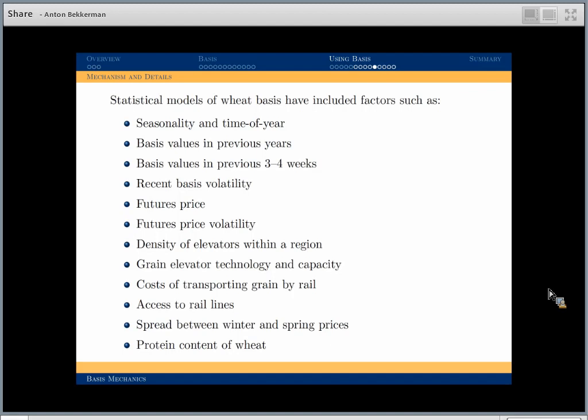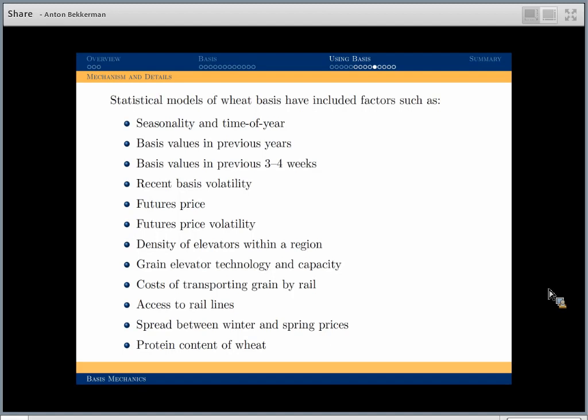Okay, so if, for example, you're looking at prices and all of a sudden you read an article that says, oh man, futures prices are really volatile in the past couple of weeks, you might have a better understanding of why you're seeing lower prices at elevators, right? And same thing with basis volatility. If basis has become more volatile recently, you might be seeing lower prices and might want to wait out or take advantage of that volatility. Some of my more recent research has looked at density of elevators. So if you have more competition versus less competition, that impacts bases.